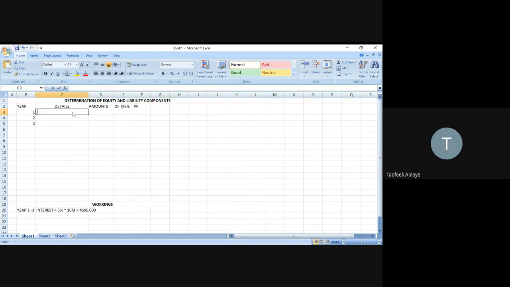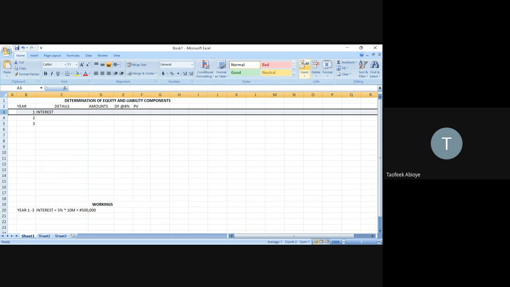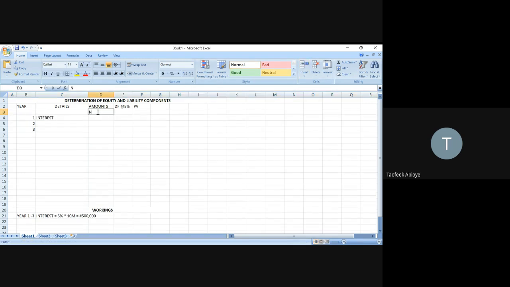So in year one, we will collect interest. So what should I do? Let me copy this one like this. So in my year one, how much will I collect? 500,000. Now, in the question, they now give me what?